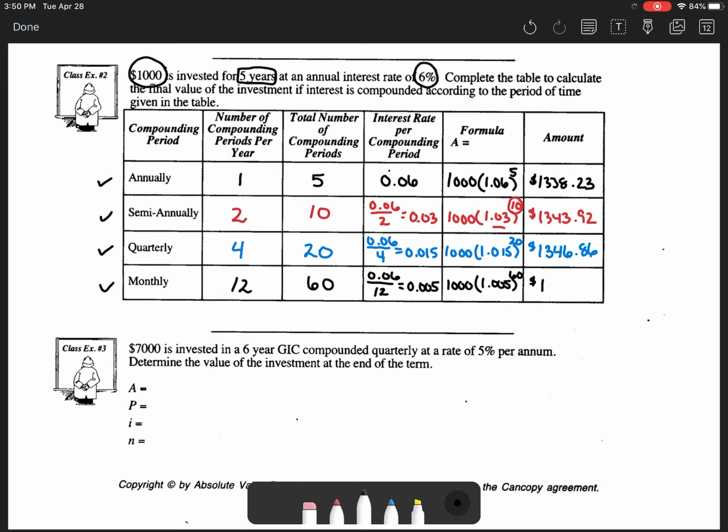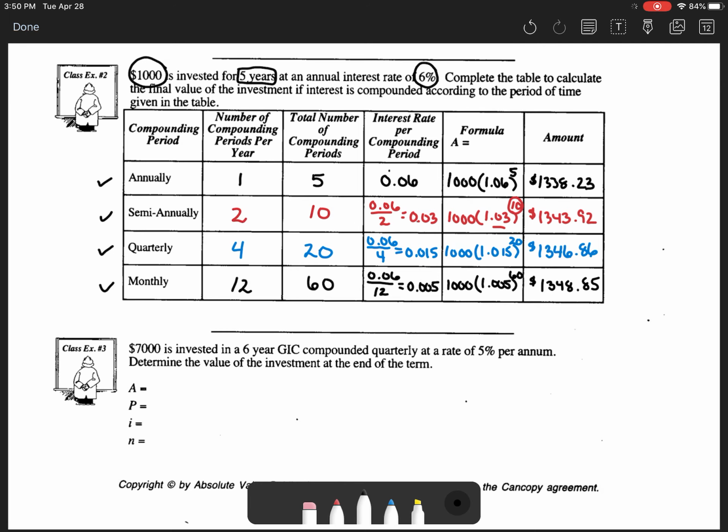Okay. So my formula will look like this: 1,000 times 1.005, and then to the exponent of 60. So 1.005 to the exponent of 60, that value then times $1,000 for a final amount of $1,348.85.